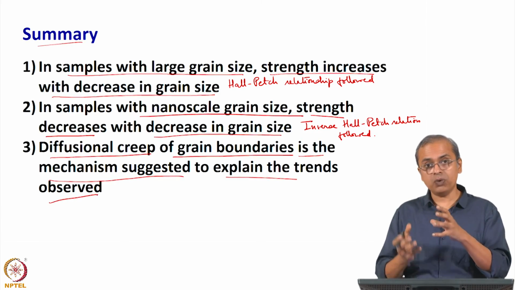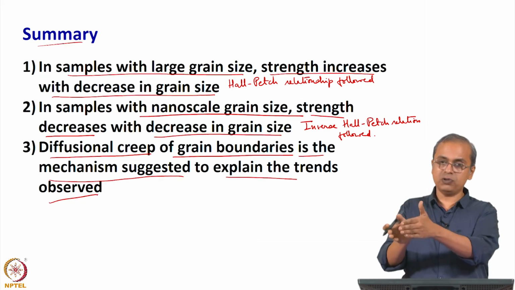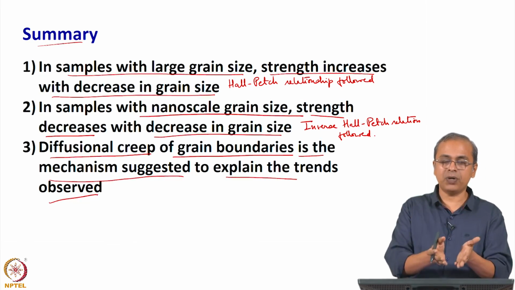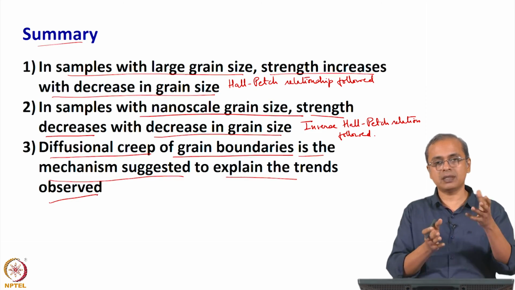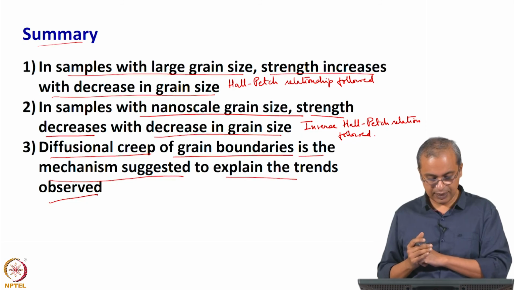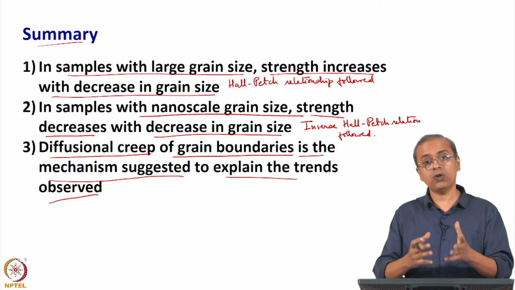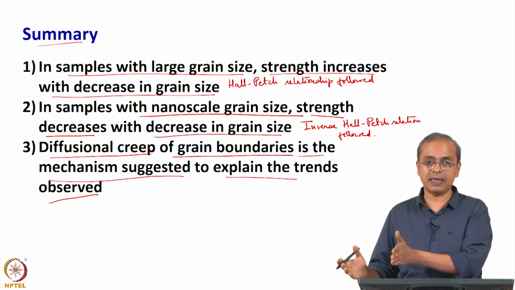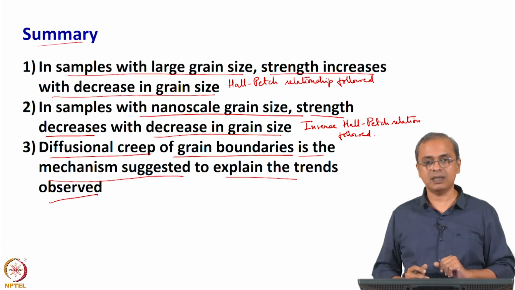But when you have more and more grain boundaries, the fraction that is diffusing through the grain boundary keeps increasing, at some point equals or supersedes the amount that is going through the grains, and therefore you see the creep associated with the grain boundary. If a phenomenon is being impacted by it, in this case the strength, the strength gets impacted by this diffusional creep.